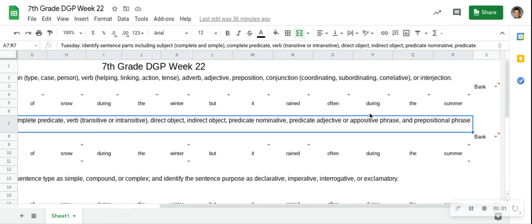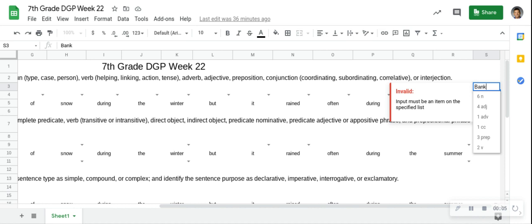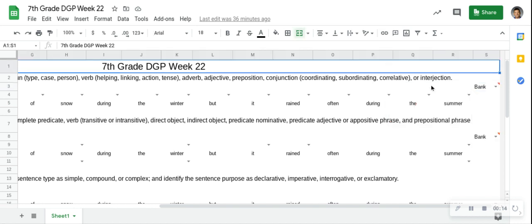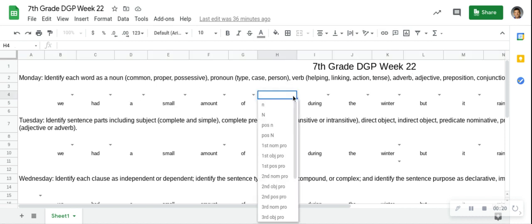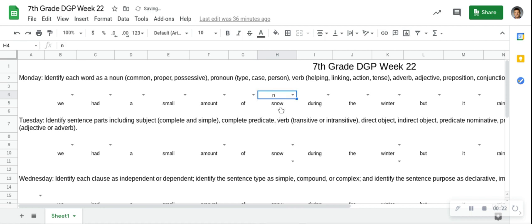All right, looking at DGP week 20, there's a fairly large bank because there is a fairly large sentence. So we have 6 nouns, 6 total nouns, okay? So let's look for person, places, or things first off. Snow is a noun. We just had plenty of that, so we know what that is.